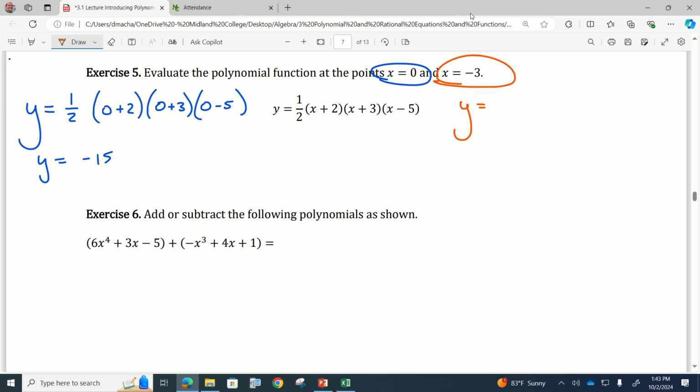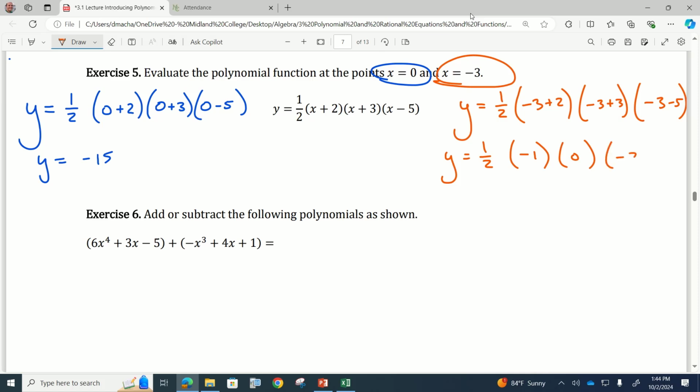If I say I want to evaluate this at x equals -3, it becomes 1/2 times -3 plus 2 times -3 plus 3 times -3 minus 5. And -3 plus 2 is -1, -3 plus 3 is 0, and -3 minus 5 is -8. And so y is equal to 0. Because 0 times anything else is just 0.